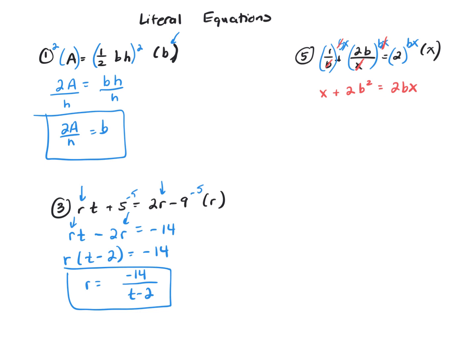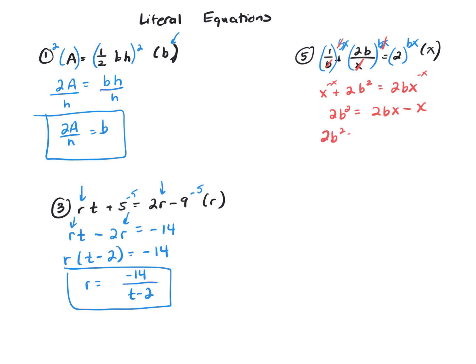And once again, we're trying to solve for x. I see it on both sides. So let's subtract x from both sides and get our x's on the same side. And that's 2bx minus x. You can't actually perform any subtraction.